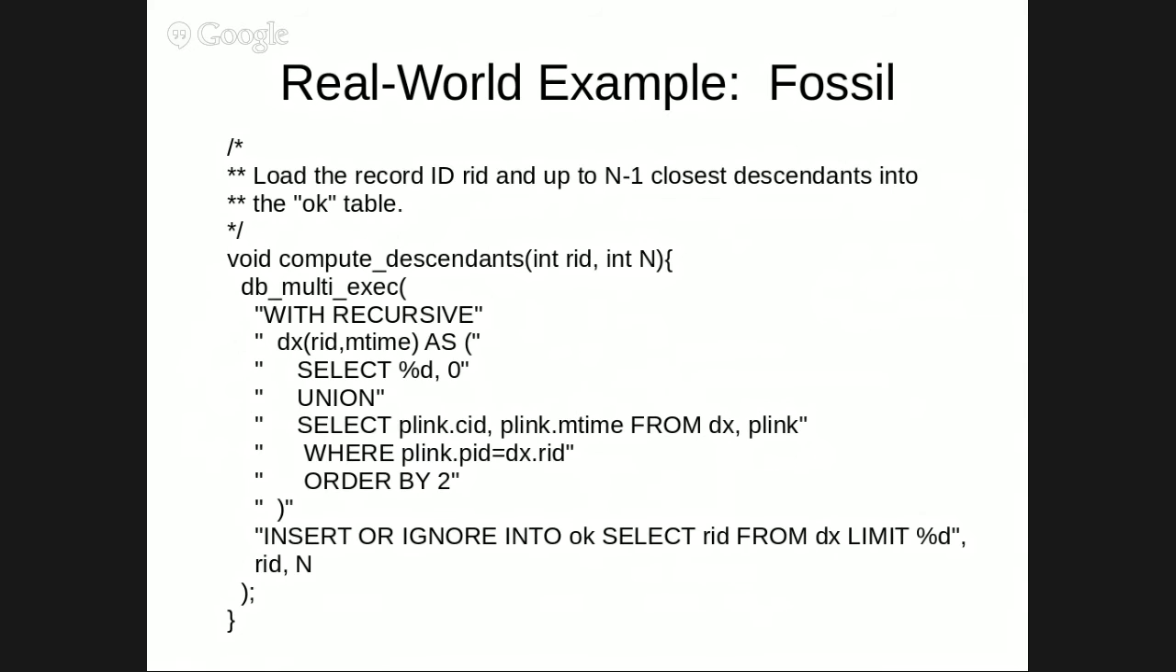And so here's an example from Fossil where we're finding all of the descendants of a check-in, and we're storing their IDs in a table that already exists called OK. So actually, we're finding the first n-1 closest in time. And so once again, we're starting in a single node in a graph, and we're walking through a graph, filtering as we go, and then our termination condition is a limit of 30, or limit of n.